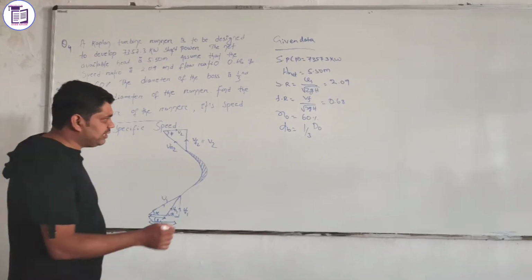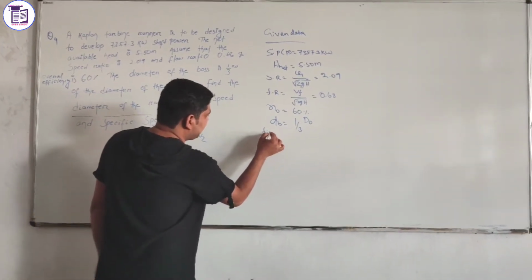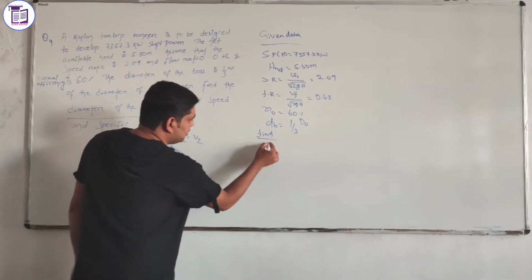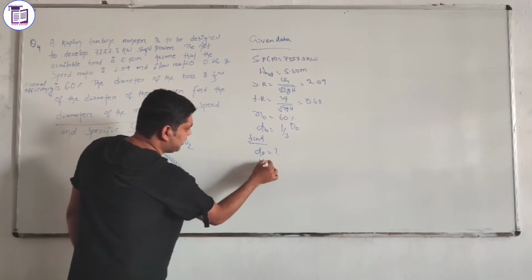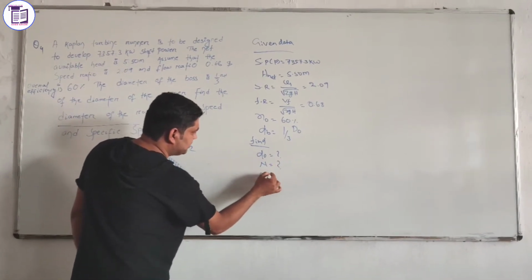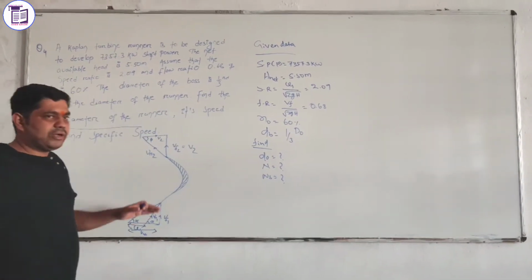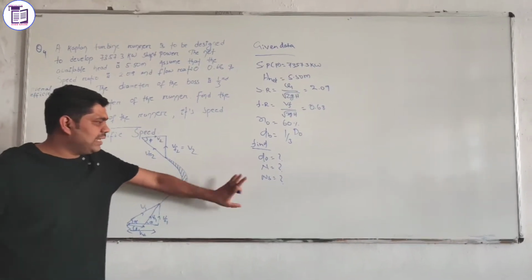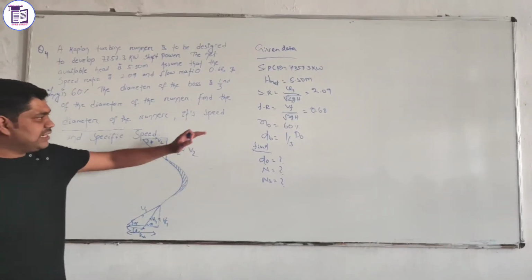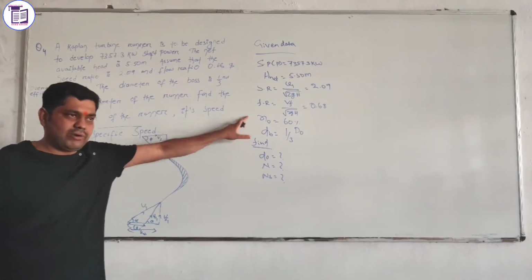So what do you have to find? This is the given data. You have to find the outer diameter, speed and specific speed. These are the important things you have to find from this problem: Do and Ns. First of all, what is the given data? The basic data is your overall efficiency. Using the overall efficiency, we can find the discharge value.